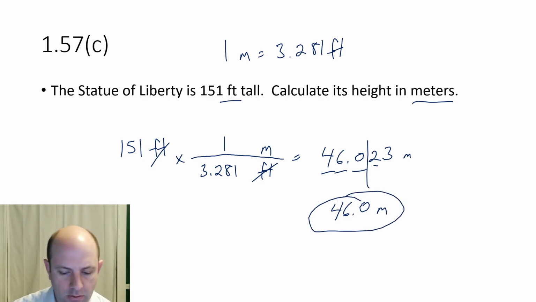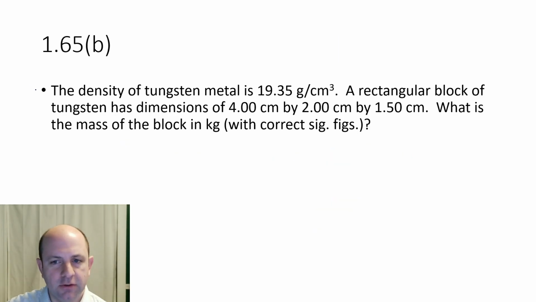Okay. All right, for the last problem here, it's a density problem. We still have to do some math, but then we're going to apply density and the metric system. It says density of tungsten metal is 19.35 grams per cubic centimeter. We have a block with dimensions of 4 by 2 by 1.5 centimeters. What is the mass of the block in kilograms?